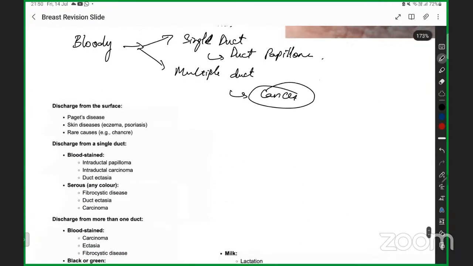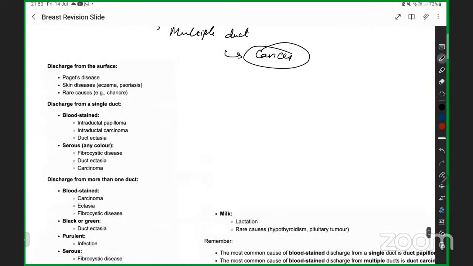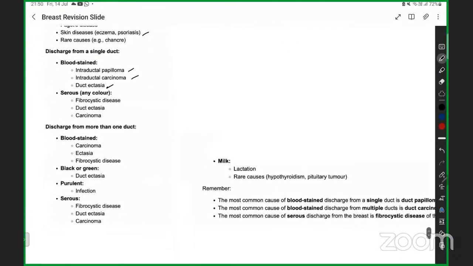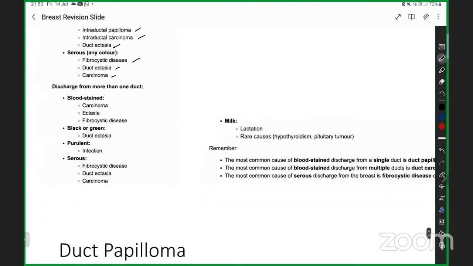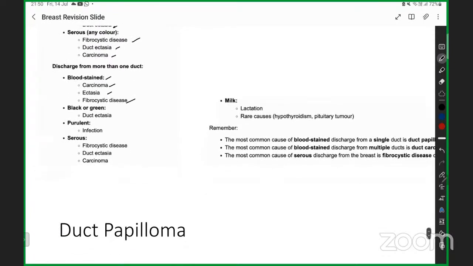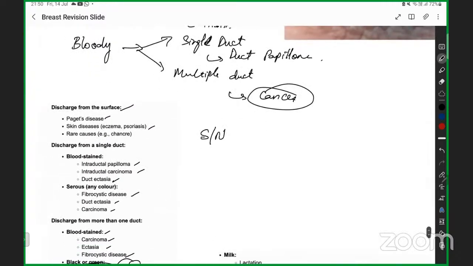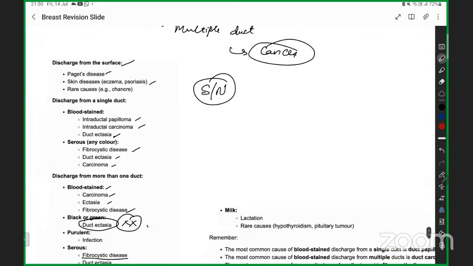Is it clear? The same thing I have given you here. Discharge from the surface: Paget's disease, skin diseases. Discharge from a single duct, blood-stained: intraductal papilloma, intraductal carcinoma, ductectasia. Serous: fibrocystic disease, ductectasia and carcinoma. Discharge from more than one duct, blood-stained: carcinoma, ectasia, fibrocystic disease. Green color, which is very important: ductectasia. Serous: fibrocystic disease, ductectasia, carcinoma. Remember, this is asked as a short note in the exam, so kindly take a screenshot of this.